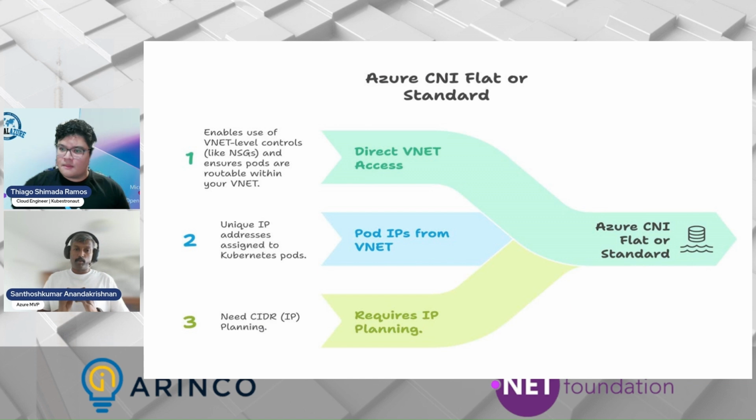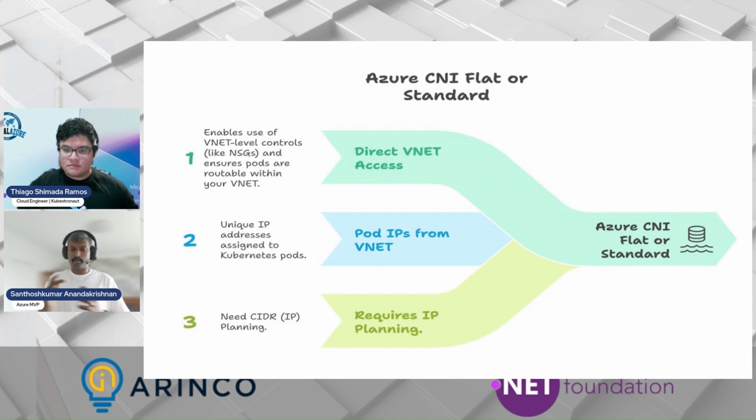In the CNI flat model, we have two options: Azure CNI pod subnet and Azure CNI node subnet. The pod subnet assigns IP addresses to the pods from a separate subnet within the VNet. Even though it's within the VNet, it's a different subnet, distinct from the node side where the AKS workloads are hosted. This is the most recommended if you want to use a flat model.